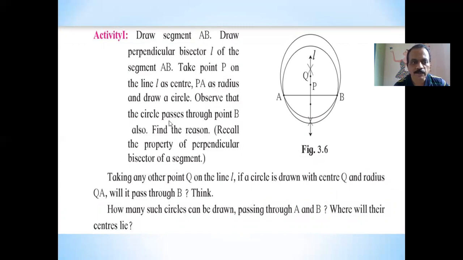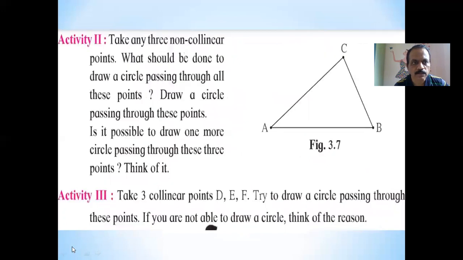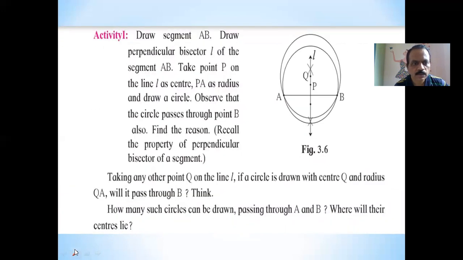Now look here, draw a segment AB, draw the perpendicular bisector of segment AB. Here is a point P. Take a point P on the line L as a center, PA as a radius and draw a circle. Observe that the circle passes through the point B. That means here PA is the radius we have taken, and this circle we can draw. Then this circle is passing through the point B also. That means PB is congruent to PA.